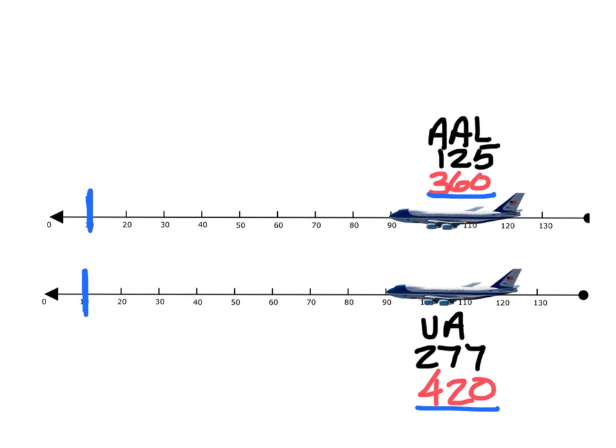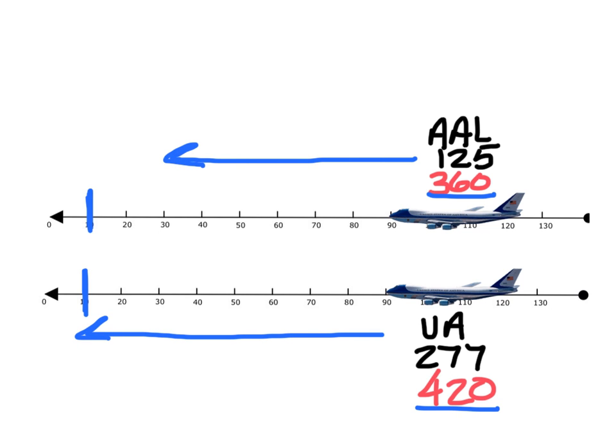In other words, once this plane makes it to here, where will this plane be at? Back in here somewhere. What is the distance? The difference between where those planes are at that time. On the top one, how far are we traveling?